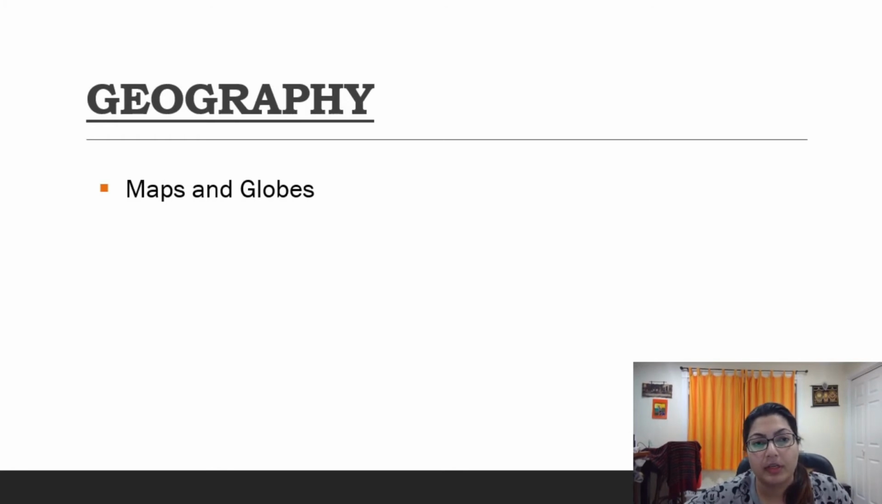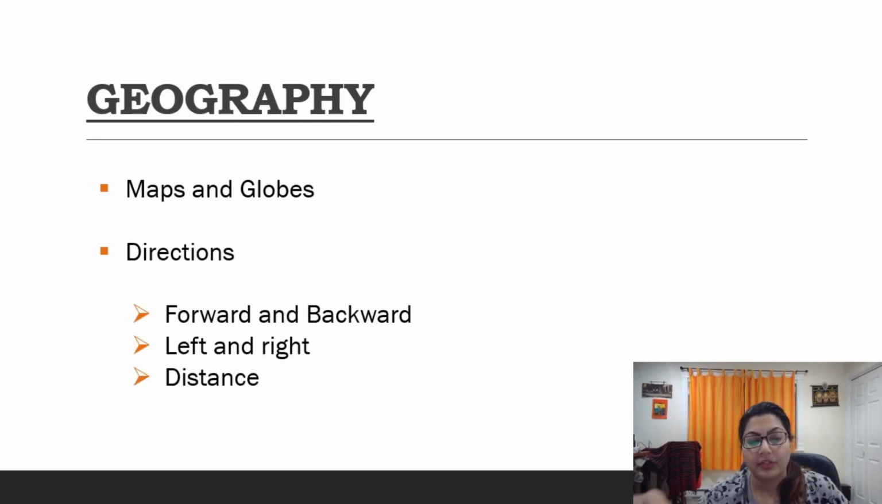Next chunk is geography, under which our first topic will be maps and globes. Let me remind you, this is not map skills. It's basically the maps and globes concept, like what a globe looks like, how a globe when moved changes, and how a globe when spread out becomes a map. And we have different kinds of maps, what the use of a map is, why we need a map, and what a key to a map looks like. We don't go into directions or compass rules as of now.